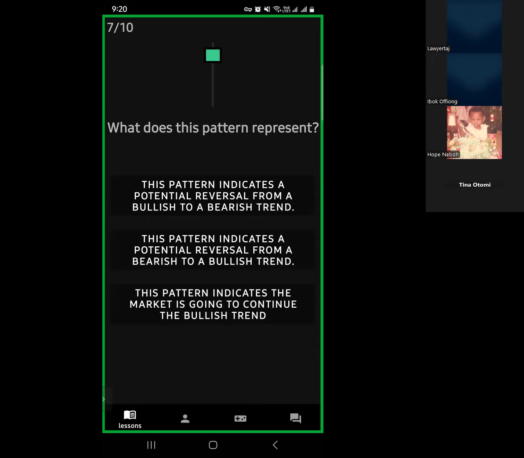What does this pattern represent? This pattern indicates a potential reversal from bullish to a bearish trend. This pattern indicates a potential reversal from a bearish to a bullish trend. This pattern indicates the market is going to continue the bullish trend. Which is the answer, ladies and gentlemen? See, I don't even need to think. I know that C is not correct. It's not correct, ladies and gentlemen.